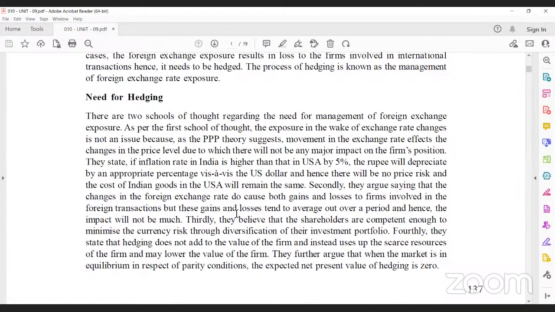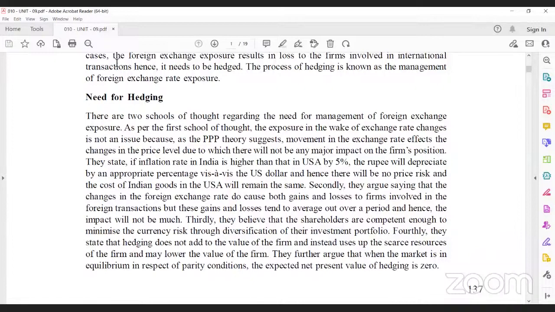Secondly, there is an argument that foreign exchange rate causes gains and losses, as in the previous sessions of IFM, where we learned how to calculate gains and losses. Here, when you average out over a period, this will not have much impact. This is a second thought.